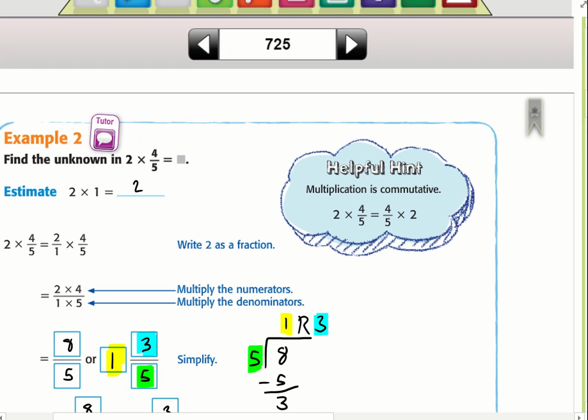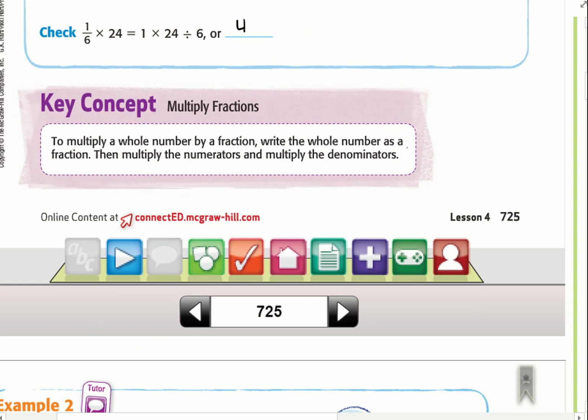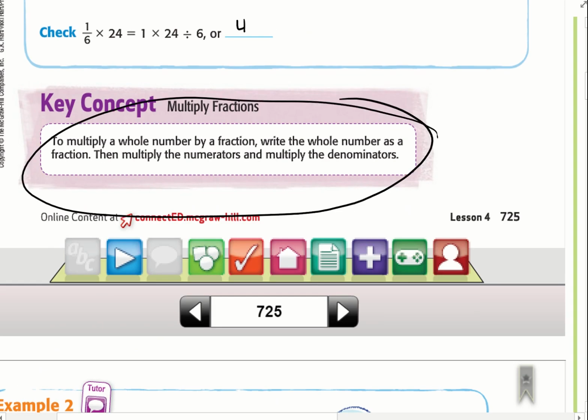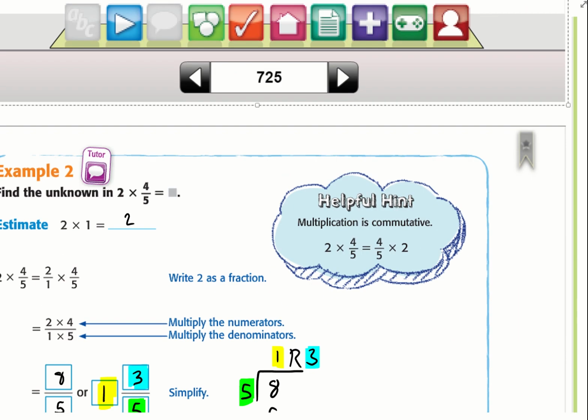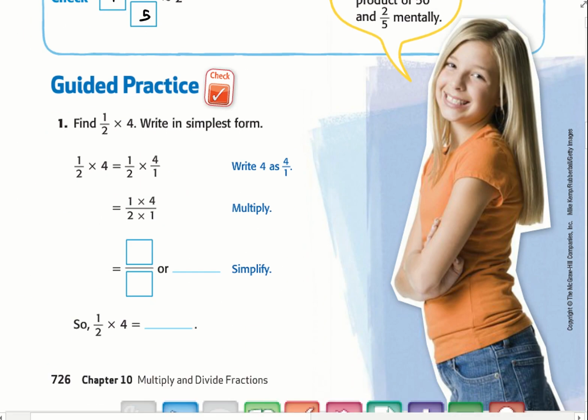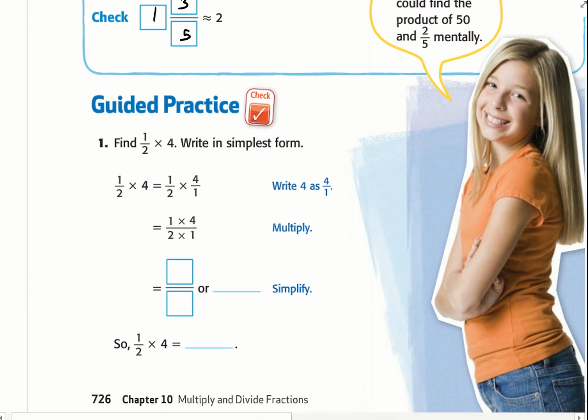Real quick, the main thing that a lot of students get confused with is when we add, you have to remember denominators stay the same. But when we multiply, that's not the rule for multiplication or division. So just please be aware, try not to mix up multiplication and addition. So go ahead and try the guided practice.